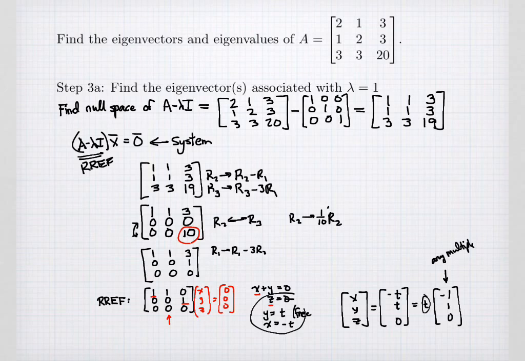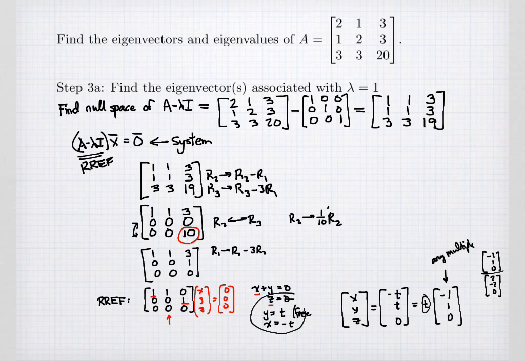That's what the t stands for. It tells me I can multiply by anything I want. So some possible vectors might be negative 1, 1, 0 or 2, negative 2, 0, as long as my first and second coordinates are opposite one another. And I found my eigenvectors.